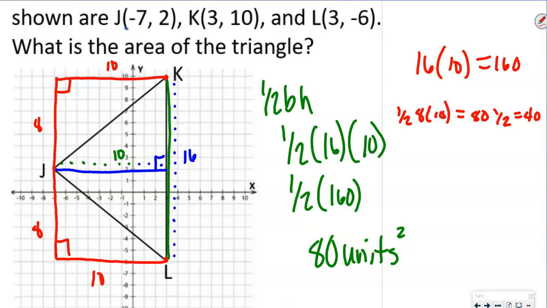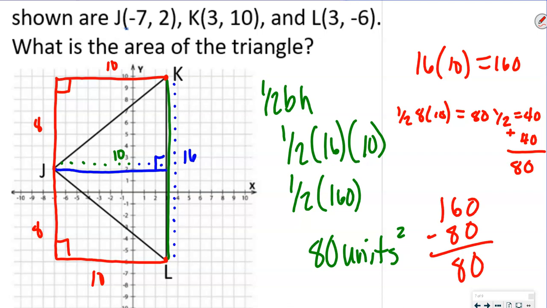Doing it again with the other side, so that's another 40. So we add those two together, that's 80. Then we would subtract the 80 from the 160, and that would give us 80. And isn't that what we got? Okay, so this is the way that they teach how to do it on Delta Math. They find a rectangle that basically encompasses the whole space and then create right triangles to get rid of the space that's not included. Okay?